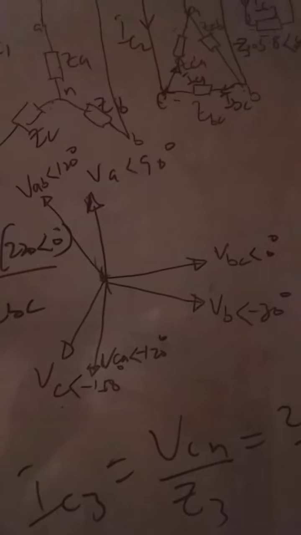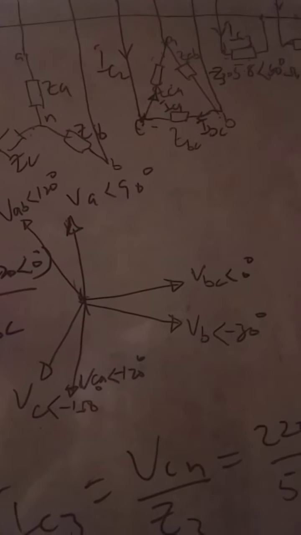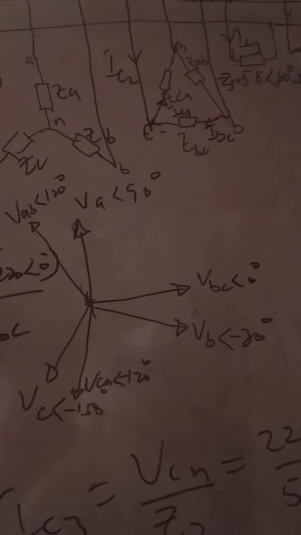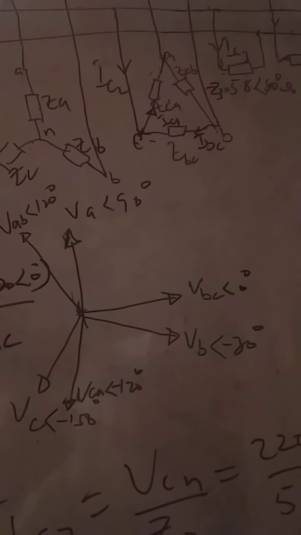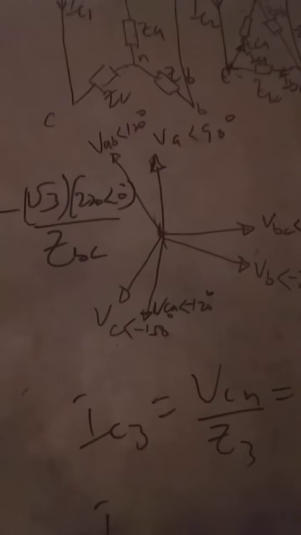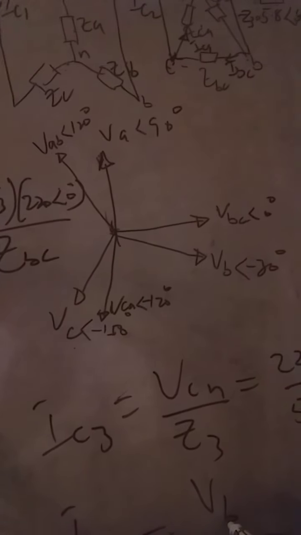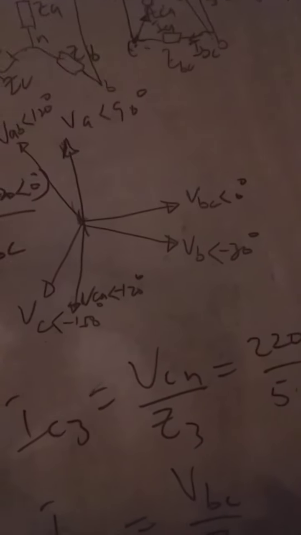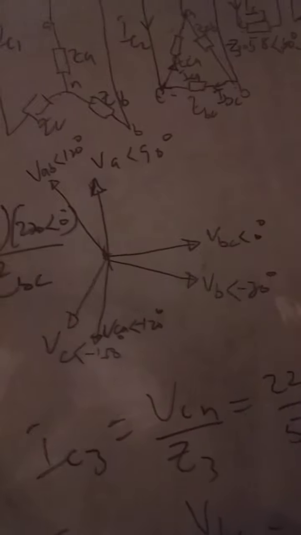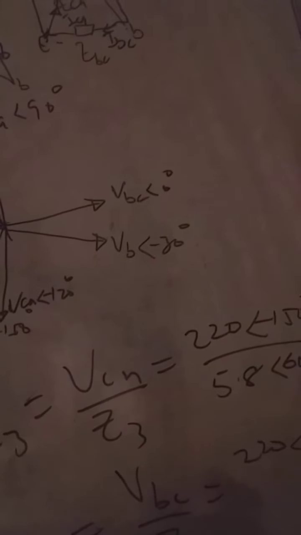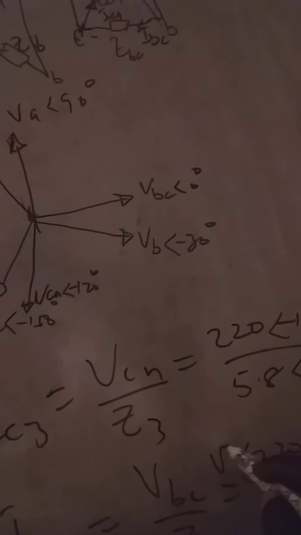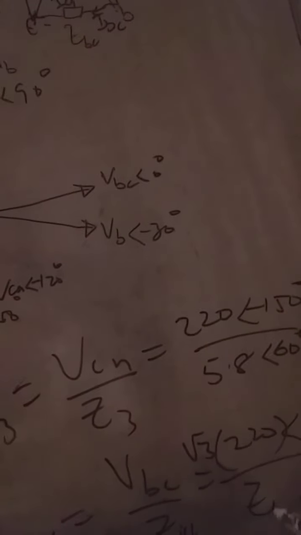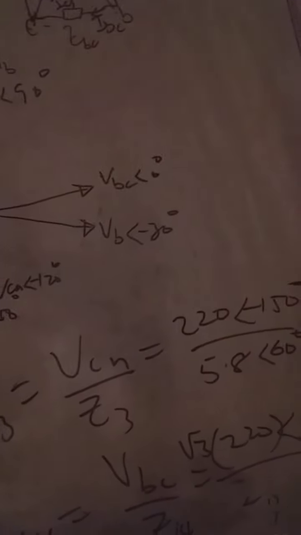Then you come to find IC4. IC4 is going to be the voltage between B and C. So our IC4 will be VBC divided by Z4. Our VBC is 220 at angle 0 degrees times √3, because it is line. Then divided by Z4, which is given as 5.5 at angle 36 degrees. So you use that to get your IC4 also.